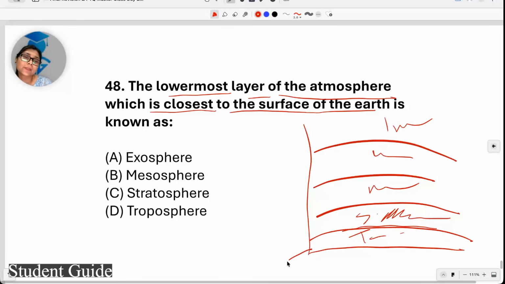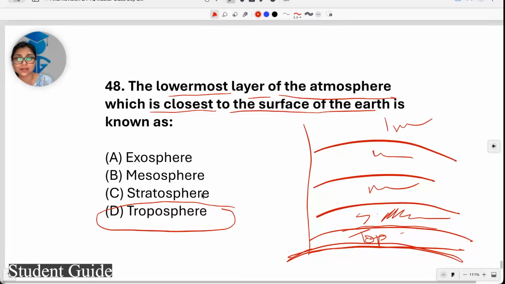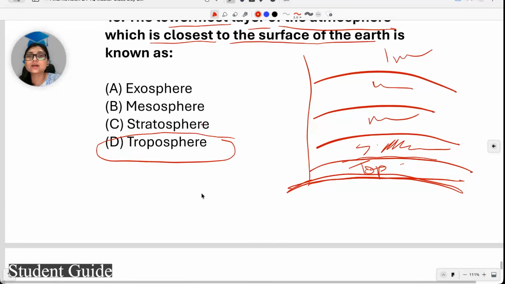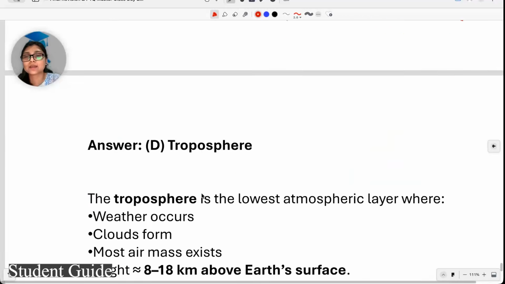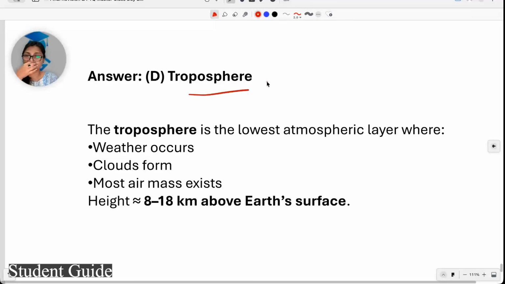So the first layer, very close to the surface of the earth, is the troposphere. In this troposphere layer the weather phenomena occur. It means any weather phenomena you can see occurs in the troposphere layer, and it is the nearest layer to the surface of the earth. Okay, so quickly understand this one. You all know about the troposphere, but still we can quickly recap it. The troposphere is the lowest atmospheric layer where weather phenomena occur.